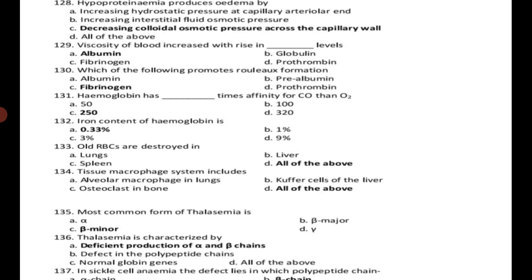Then question number 131: hemoglobin has dash times affinity for carbon monoxide than oxygen. The hemoglobin has 250 times more affinity for carbon monoxide than oxygen. The carbon monoxide has a greater affinity for hemoglobin than oxygen and CO2.